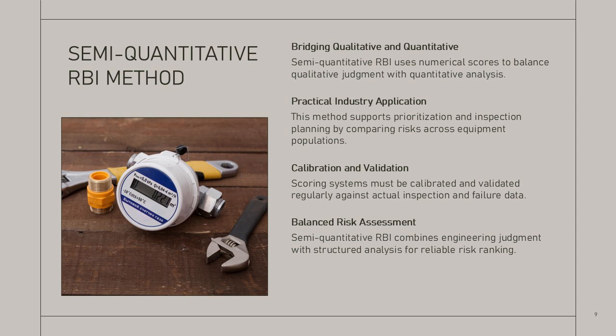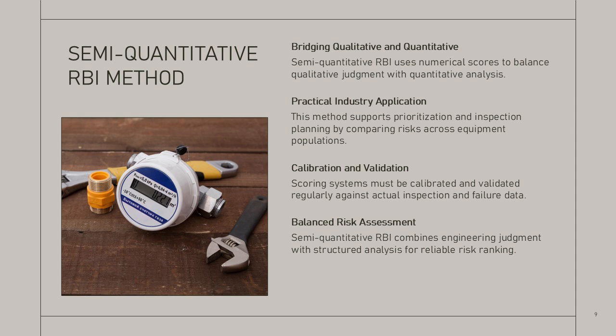Semi-quantitative RBI methods bridge the gap between qualitative judgment and fully quantitative analysis. These methods use numerical scoring systems to represent probability of failure and consequence of failure, typically based on predefined criteria and weighting factors. The resulting scores are combined to produce a relative risk ranking. This approach offers greater consistency and transparency than purely qualitative methods while requiring less data and computational effort than quantitative models. Semi-quantitative RBI is widely used in industry due to its practicality and ability to support prioritization and inspection planning.